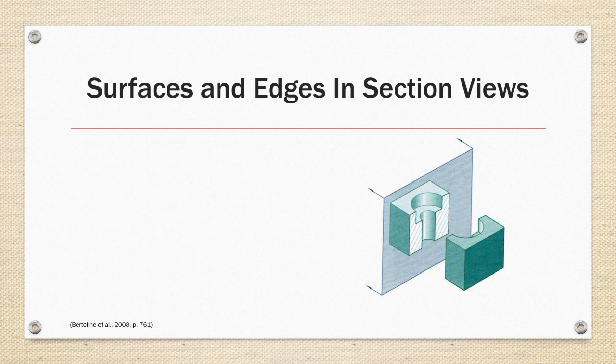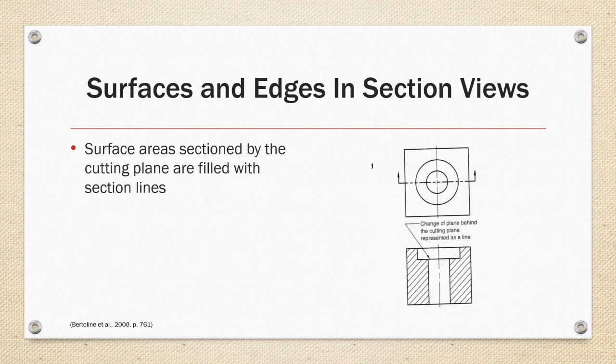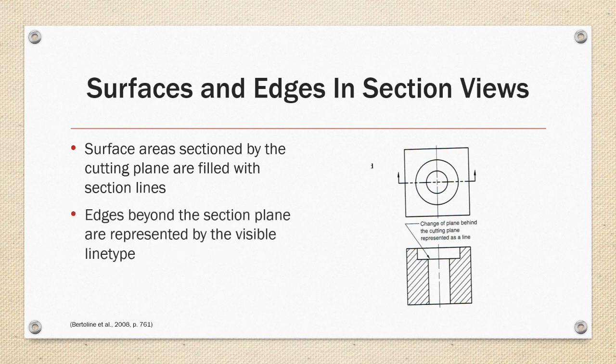The surfaces and edges in section views are depicted in a specific way. Surface areas sectioned by the cutting plane are filled with section lines, and the edges beyond the section plane are represented by visible line type, as shown in the image on the right.